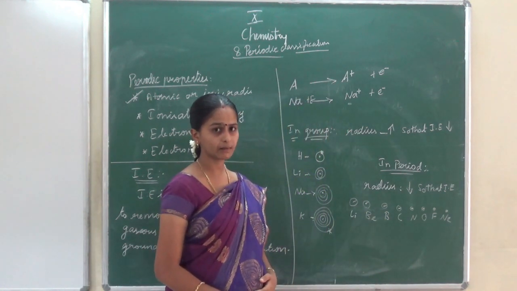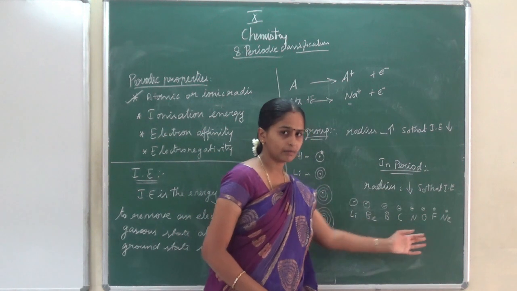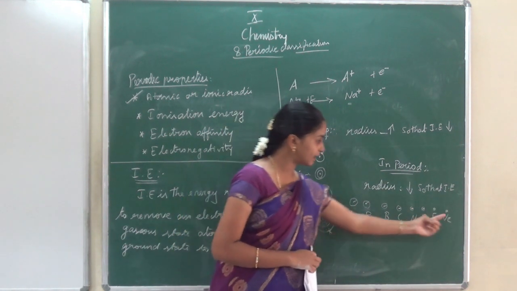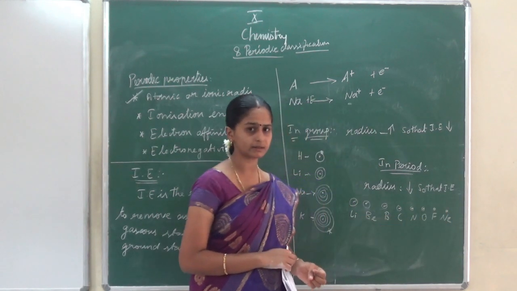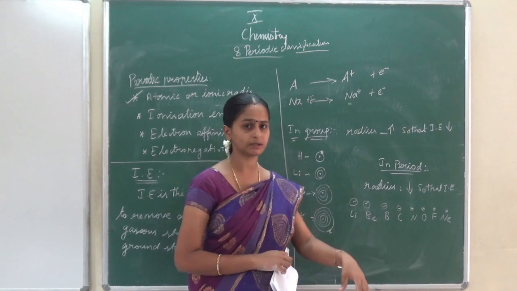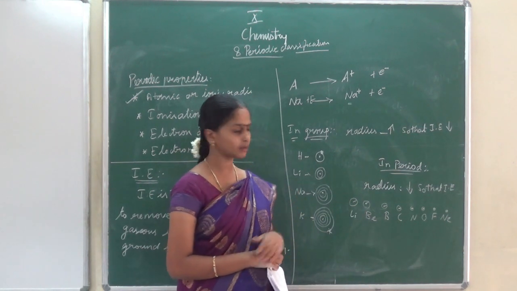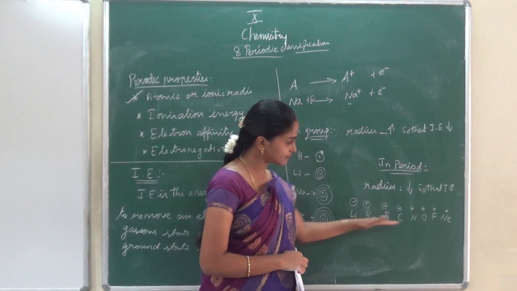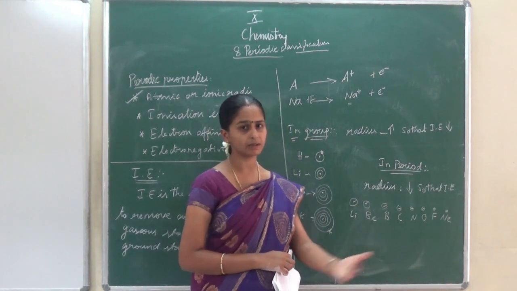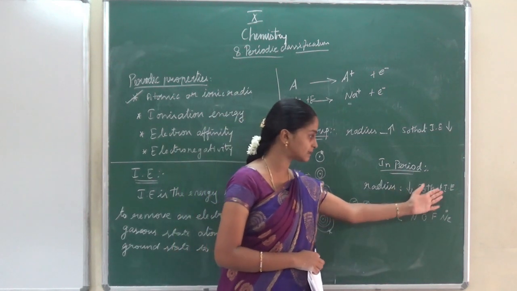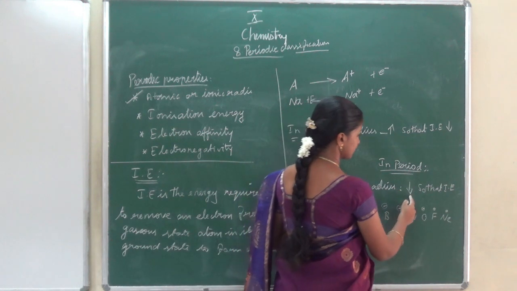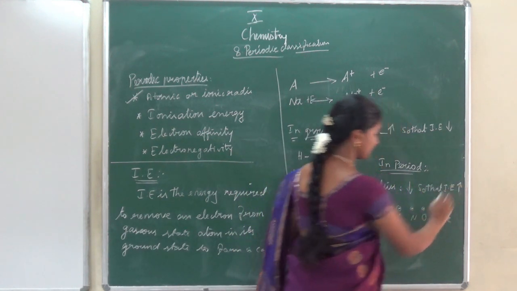Here it will be neon, because the size is very small. When the size is small, the electrons are closer to the nucleus, so it is difficult to remove the electron. So we have to spend a lot of energy to remove the electron, and the ionization energy is maximum. So in a period radius is decreasing, so the ionization energy is increasing.